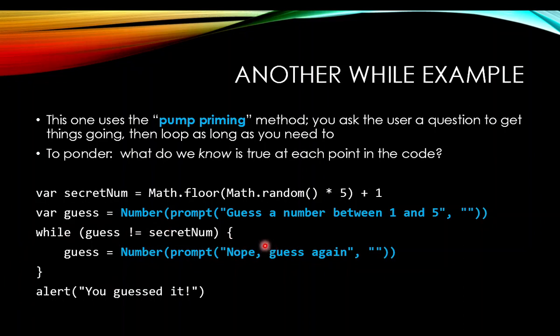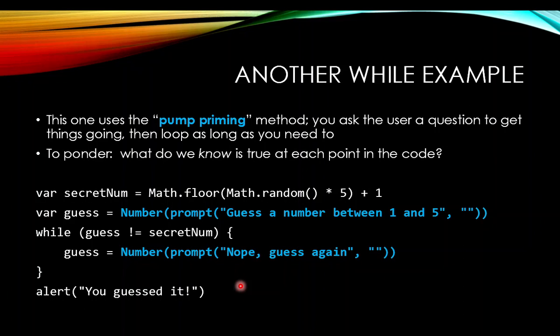Try to guess again. Now, eventually, they're going to get tired. There's only so many numbers between 1 and 5, so eventually they're going to guess it. Once they guess it, this part is going to become false. So guess is not equal to secret number? No, guess is now equal to secret number. So as soon as this becomes false, it's going to jump out. You're going to process after the end of the curly brace, and then you know that by this point they guessed it. So as soon as this loop condition becomes false, it's going to jump out. So that's a great example of a while.